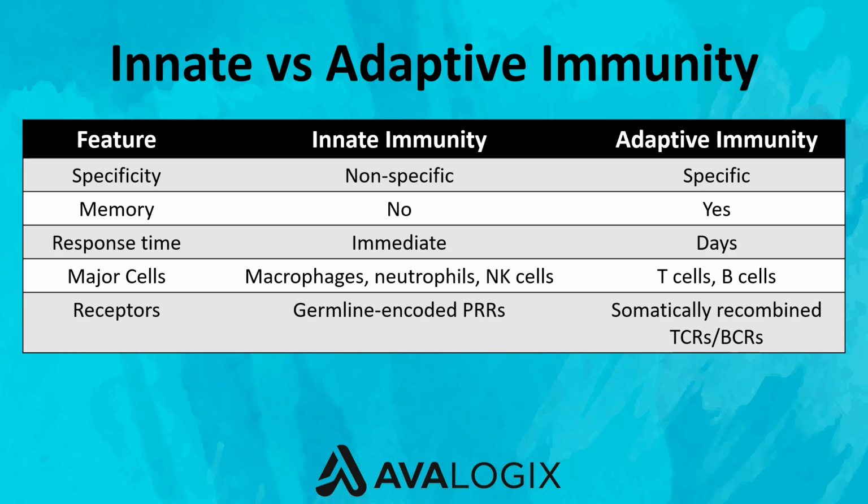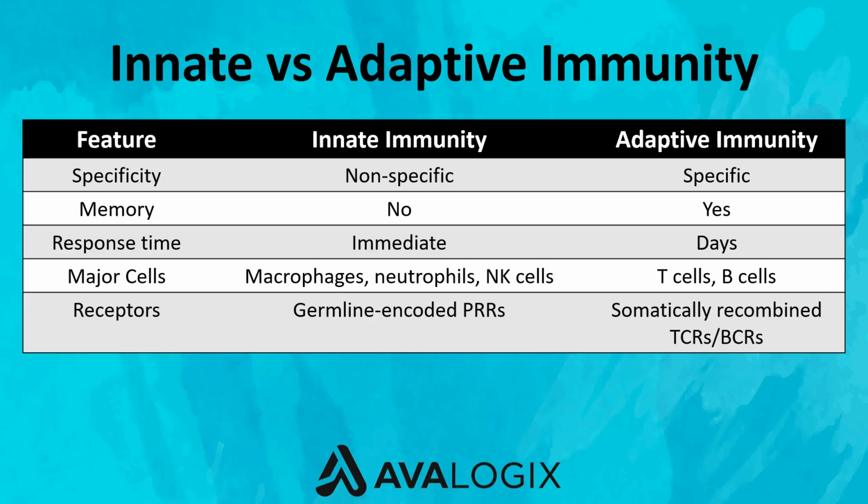How about memory? The innate system doesn't remember. It reacts the same way each time. The adaptive system develops memory. It responds faster and stronger upon re-exposure. This is the cornerstone of long-term immunity and vaccination.